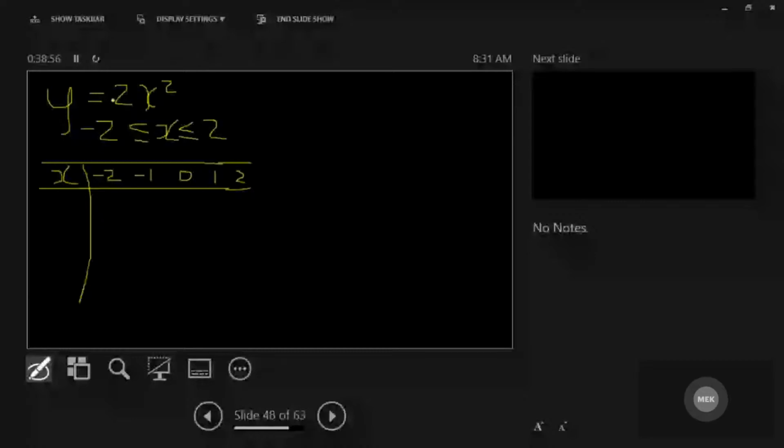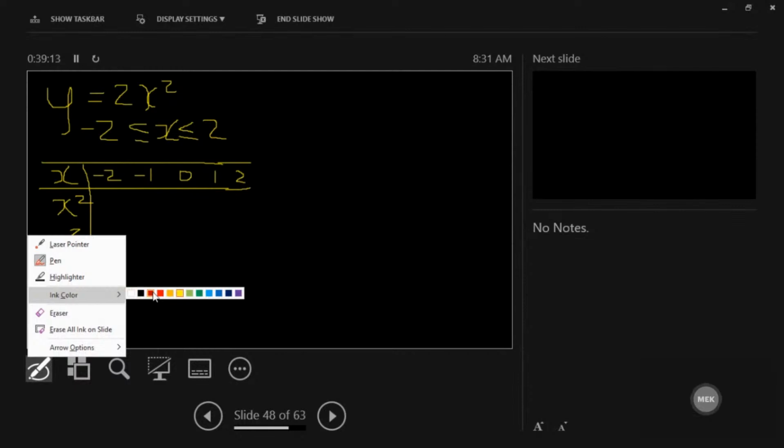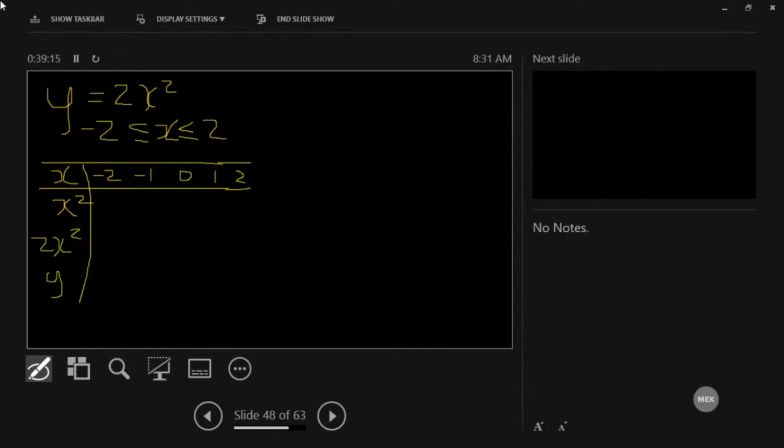And the function is 2x squared, so we're going to start with the x squared, and then we're going to put 2x squared to get our y values. All right, so let me use a different ink just to show the difference here. So we're going to square the x values. So -2 squared is +4, -1 squared is 1, 1 squared is 1, 2 squared is 4.